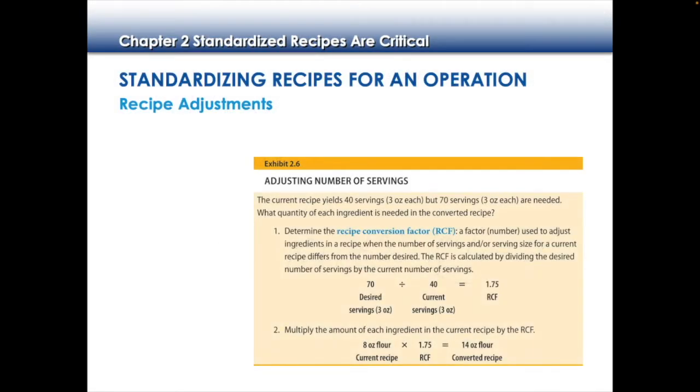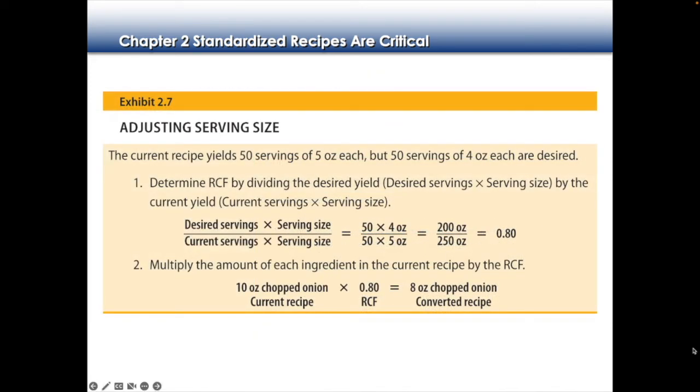Let's look at another example here. Now you can also adjust things like the serving size. Instead of an 8-ounce serving or a 5-ounce serving or a 4-ounce serving, we're going to adjust the ounces of that particular portion, right? So in this particular situation, the current recipe yields 50 and we're going to serve 50, but it's going to be a different size portion.